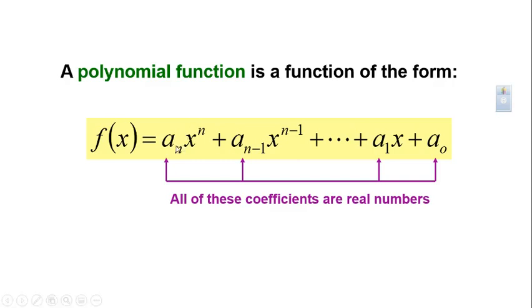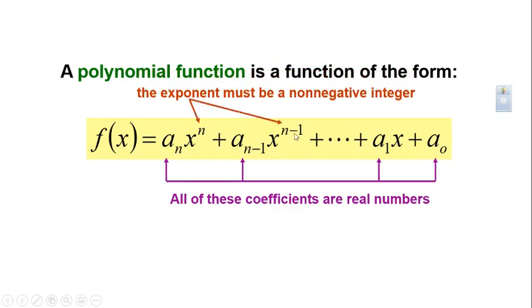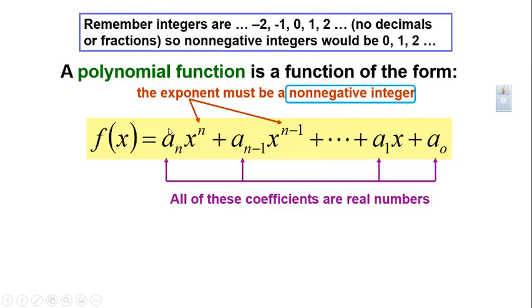So polynomials with real number coefficients and the exponents of the variable must be non-negative integers. They must be whole numbers. In the case of a constant, that would represent an x to the power 0. So the x cannot be under a radical or in the denominator of an expression. Now, remember, of course, that the integers are positive or negative whole numbers, not decimals or fractions. Non-negative integers, therefore, are the positive versions along with 0.